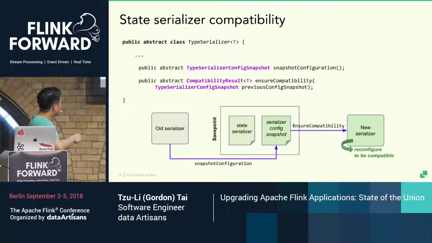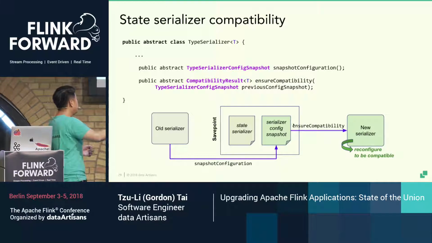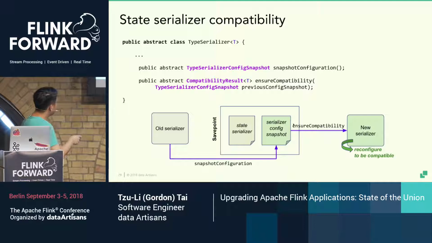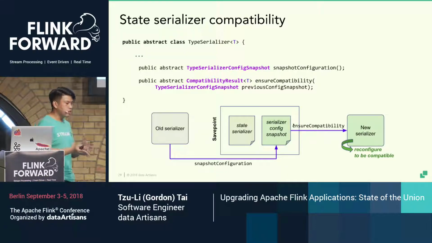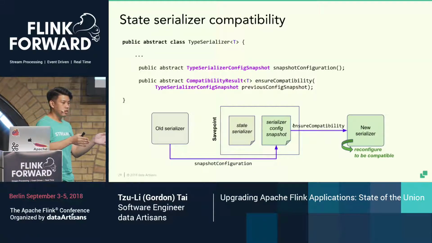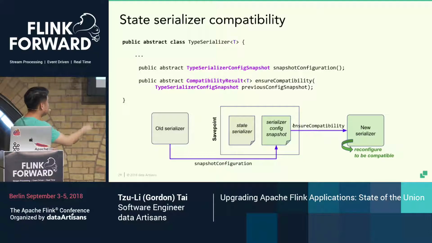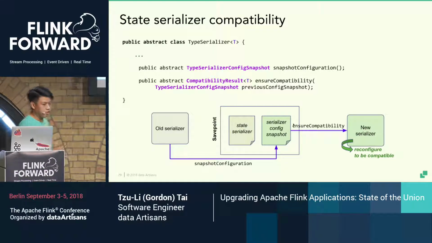So what exactly is this configuration? This configuration basically is information about how exactly the state was serialized. This information would be carried on into the new execution. When we get the new serializer, this information will be provided to the new serializer: hey, this is how the state was serialized before. Do you need to reconfigure yourself so that you can read both the current version and also the previous version? So this is the basic idea of the combination of these 2 methods here.